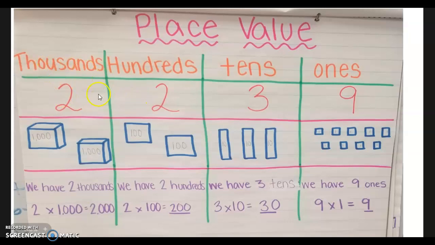So even though we have these 2 numbers that are the same, this 2 and this 2, because they're in different places in the place value chart, they have a whole different value in each place. Here the number 2 represents 200. Here the number 2 represents 2,000.